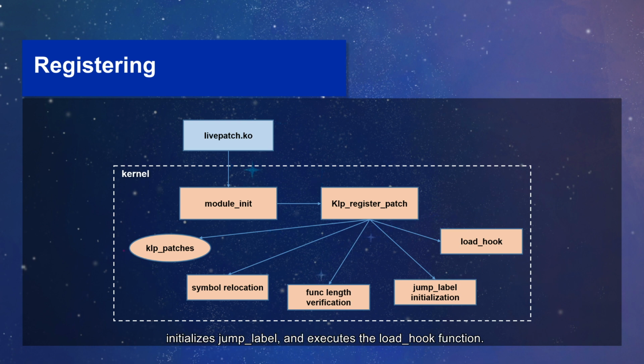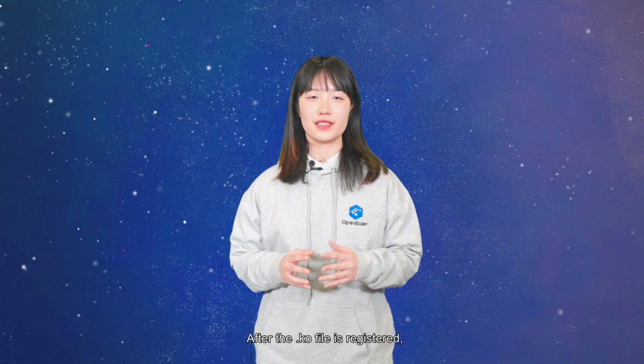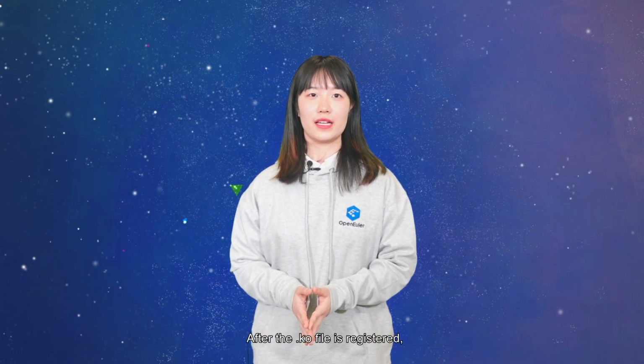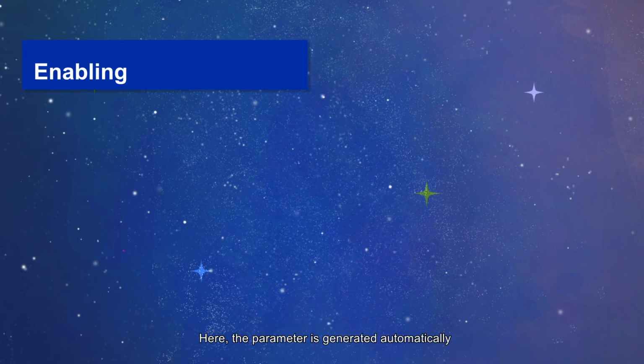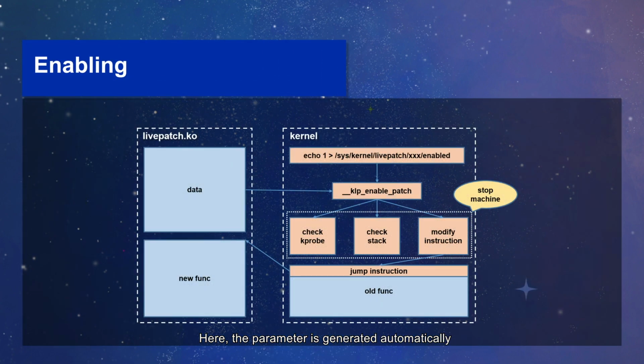the load hook function. After the KO file is registered, we run the echo 1 command to enable it. Here, the parameter is generated automatically according to the KO file. With the data provided in the patch file, the KLP enable patch function enables the KO file by stopping the machine to perform the kprobes and stack check and modify instructions.